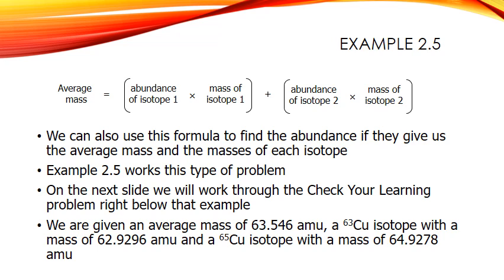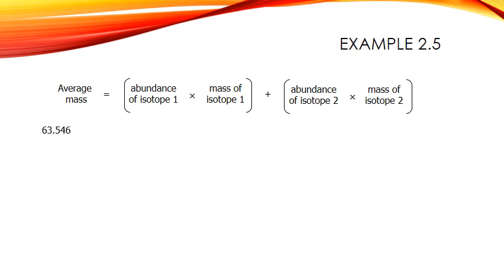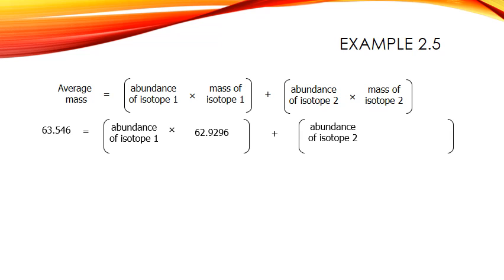So we're given an average mass of 63.546, a copper 63 isotope with a mass of 62.9296, and a copper 65 isotope with a mass of 64.9278. So let's plug this given information into our formula. We're going to solve for the abundance of isotope 1. They give us the mass. We also have to solve for the abundance of isotope 2, and they give us the mass.